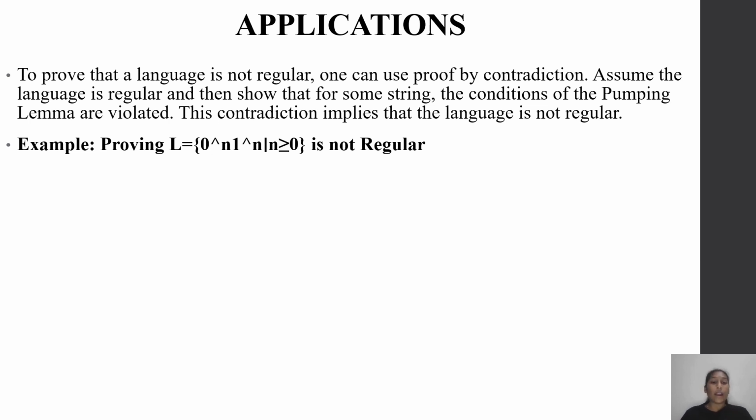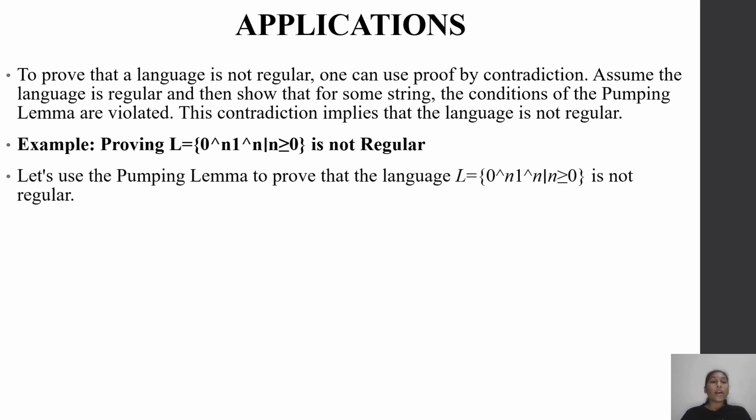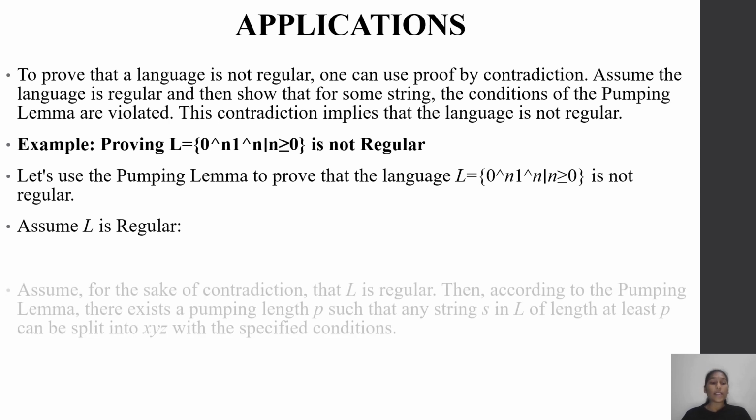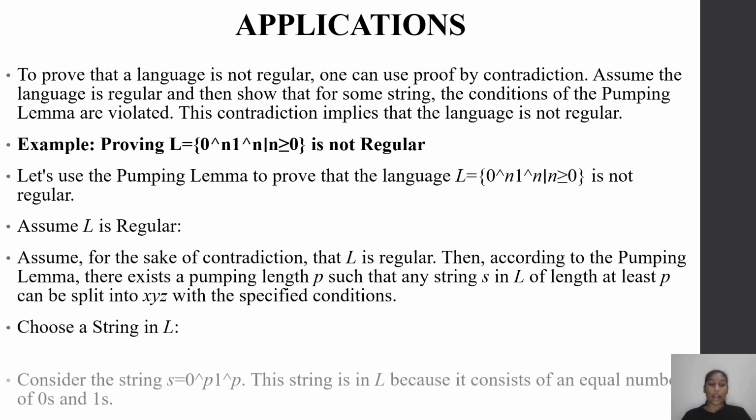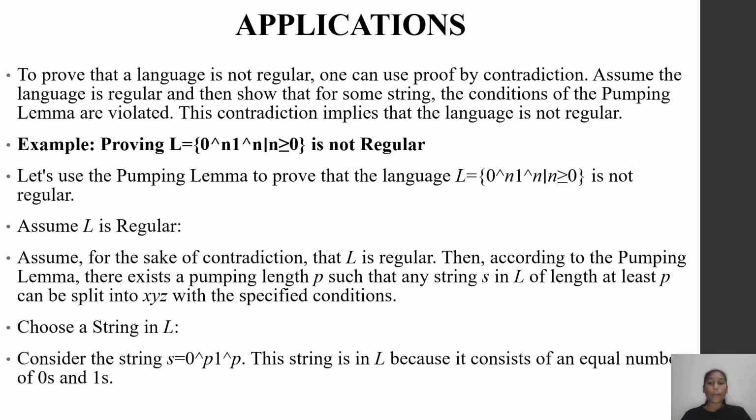Proving that the language 0^n 1^n, where n is greater than or equal to 0, is not regular. Let's use the pumping lemma to prove it. As we said before, by the method of contradiction, assume for the sake of contradiction that L is regular. Then, according to pumping lemma, we split the string into three parts X, Y, Z. We have to choose a string in L. Consider the string 0^P 1^P. This is in L.